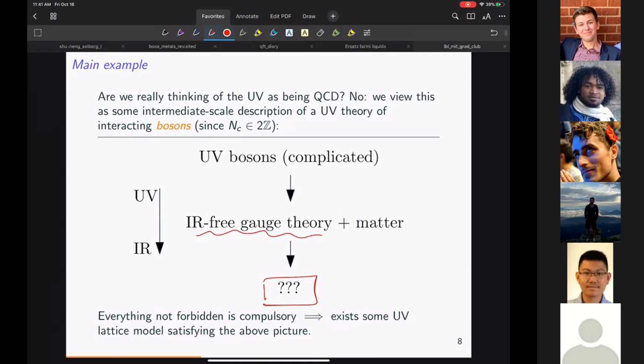But even this kind of gauge theory stuff seems kind of fanciful, right? The spirit of this is the following: everything not forbidden is compulsory. I forget who said this, but I think maybe it was Gell-Mann or something. The idea is we cooked up this crazy quantum field theory, and given that the number of complicated lattice models that we can write down is huge and infinite, there must be some lattice model such that at intermediate scales, its effective description is given by this field theory that I wrote down on the previous slide. So this is the setting that we're working in.